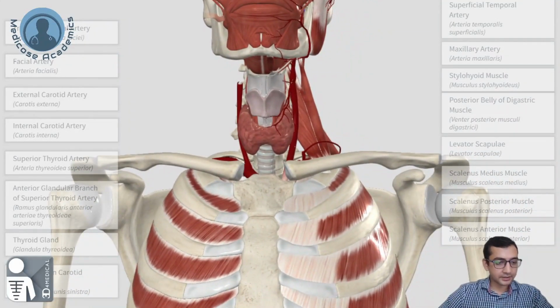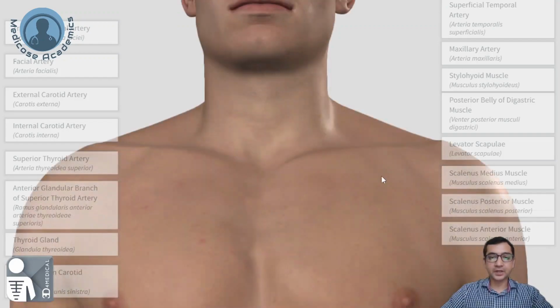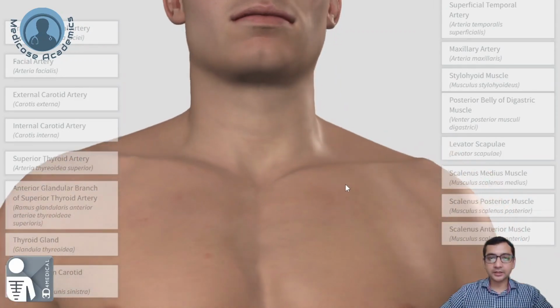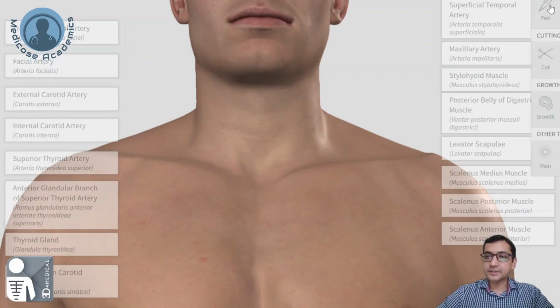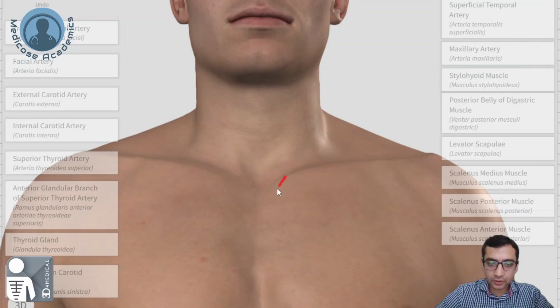Let me get the surface. Okay. So if you have to mark the subclavian artery and the common carotid artery on the surface, what you do is you palpate these regions. You palpate the sternoclavicular joint and you draw a vertical line upwards.